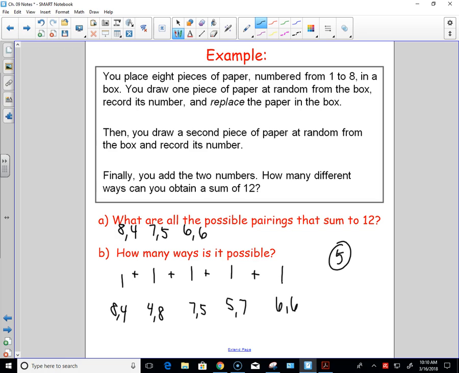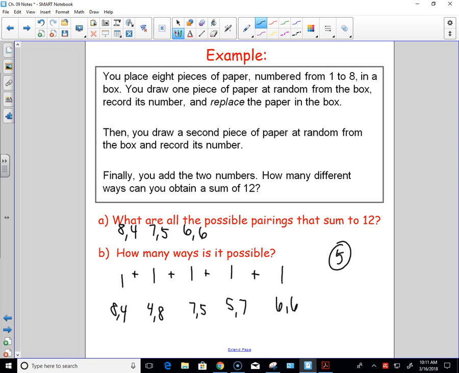So how many ways? There are 2 different possibilities as far as how to get 12 from the pairings of 4 and 8. Does that make sense? 2 different ways to get it from the pairings of 5 and 7, but only one way with 6 and 6, because there's only one piece of paper with 6. So you put it in, you happen to pick it out again without cheating and just putting it on top, being like, yeah, there it is. Okay, so 5 different ways.